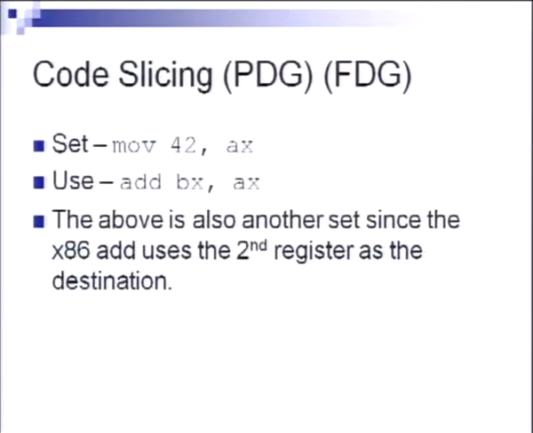So a set would be, move 42 into AX. That you're setting AX to be something. A use is add BX to AX. As I say in this third bullet here, the use is actually also a set because once you're done with this instruction, the value of AX is changed. So that will stop the set from here, and we'll start a new set here. So if you wanted to do analysis on it, you don't have to go back to stuff that doesn't relate to it.